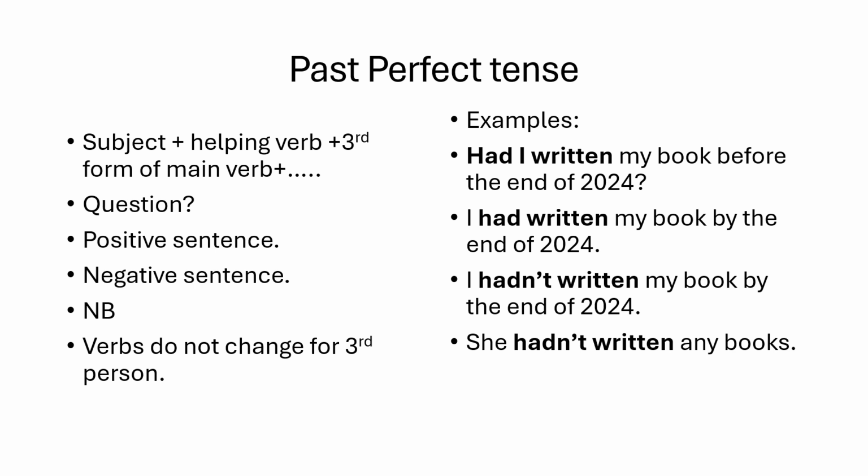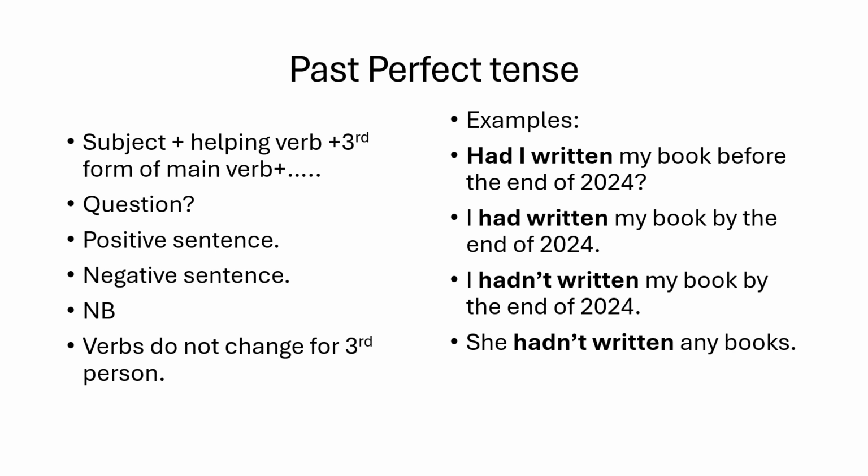So examples: Had I written my book before the end of 2024? I had written my book by the end of 2024. I hadn't written my book by the end of 2024. She hadn't written any books.